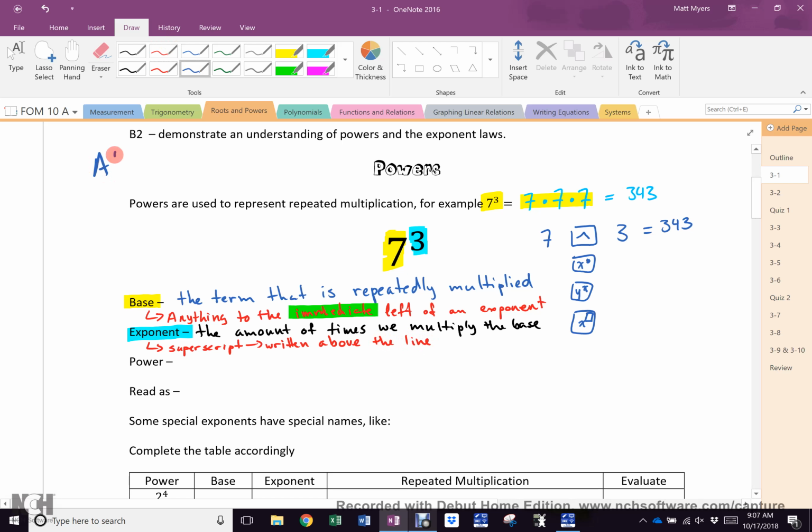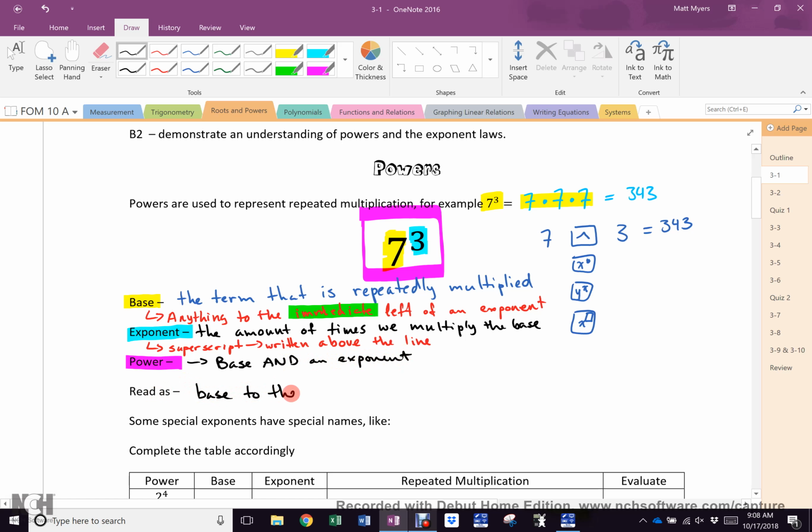Don't write this down. Al2, CO3, and I can't remember if there'd be one there. Aluminum carbonate, yes? These are subscripts. Superscripts are up there. But notice they do the same thing, right? This means there's two aluminums. Okay? Now, the whole thing is a power. That is a base and an exponent. And we read that as base to the exponent. So in this case, it is 7 to the third.